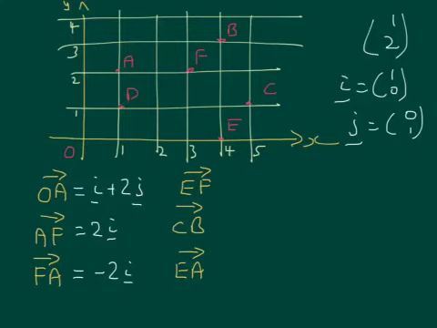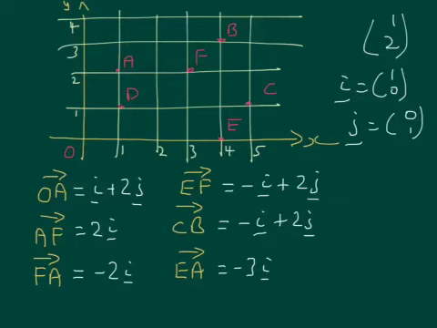The vector from E to F is minus 1 in the i direction, plus 2 in the j direction. What about the vector from C to B? It's minus 1 in the i direction and 2 in the j direction. Those two vectors are equal. That's because going from E to F is the same journey as going from C to B. The vector from E to A is minus 3 in the i direction and 2 in the j direction.